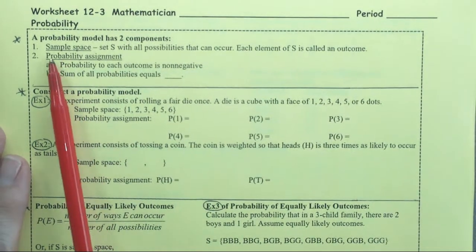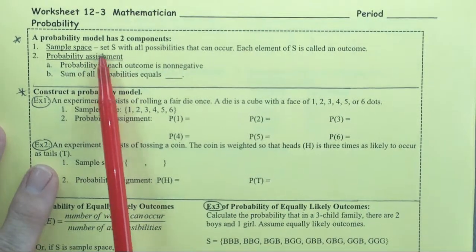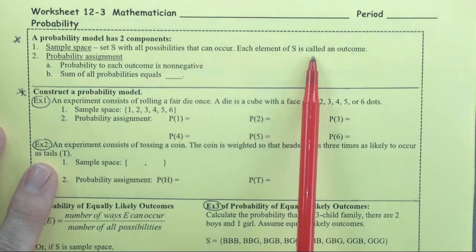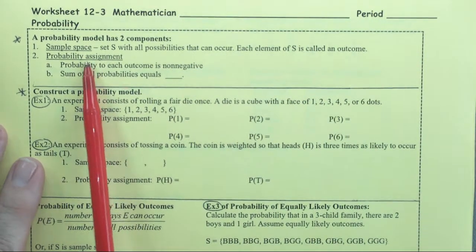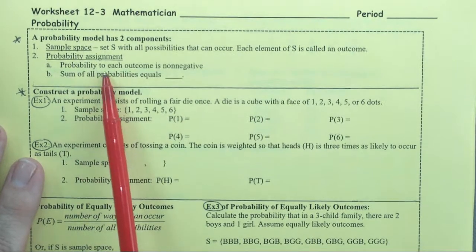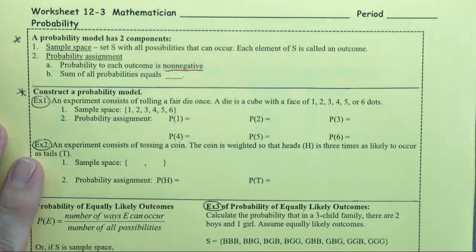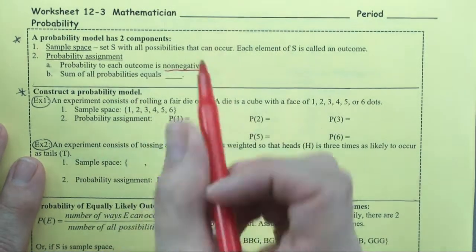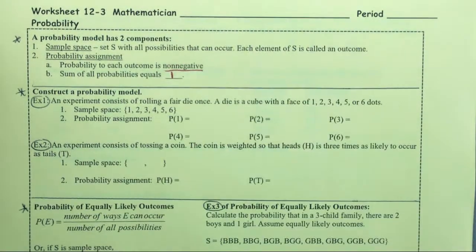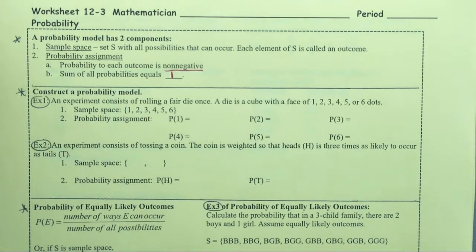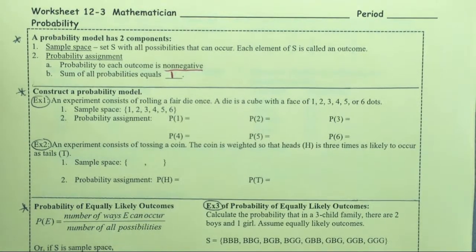So the first thing we're going to know is that there's always a sample space, set S, with all possibilities that can occur. Each element of S is called an outcome. The second thing we need to know about probability assignment is that the probability of each outcome has to be a non-negative number, which means it has to be positive, and the sum of all the probabilities must equal 1. So when you add up all the decimals, it can't be less than 1, it can't be more than 1, they all have to add up to 1.